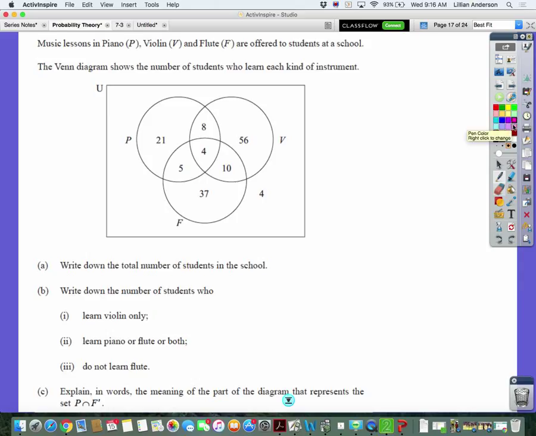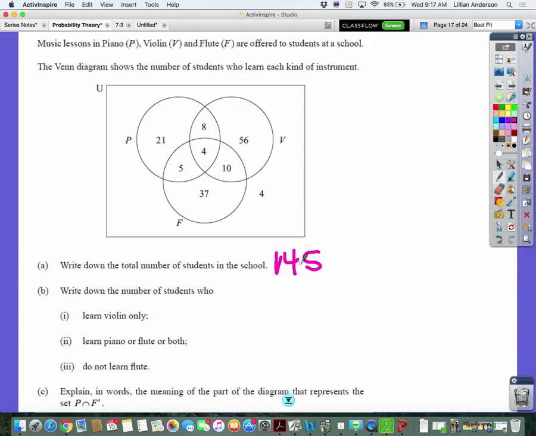Let's look at this one. You have music lessons in piano, violin, and flute are offered to students in the school. The Venn diagram shows the number of kids who learn each kind of instrument. We're going to write down the total number of students in the school. Okay? Well, if you sit there and you add up all those numbers, you're going to see there's 145 students in the school.